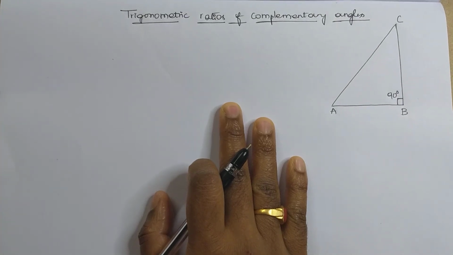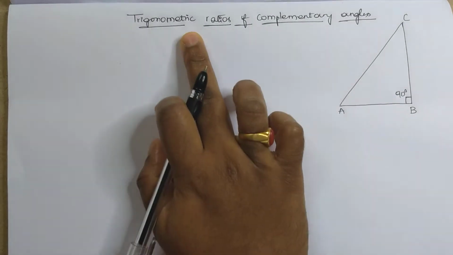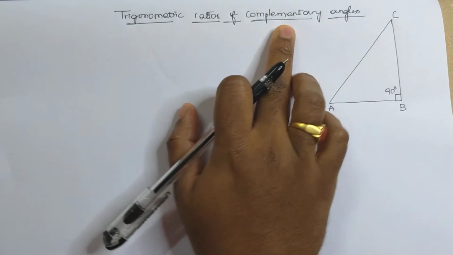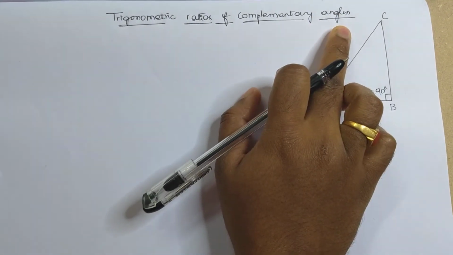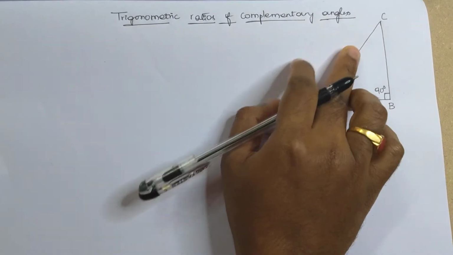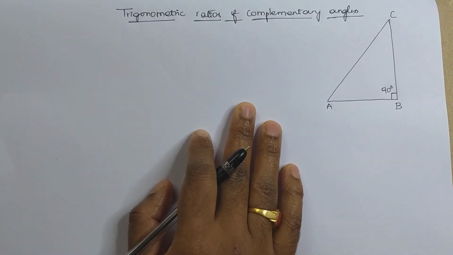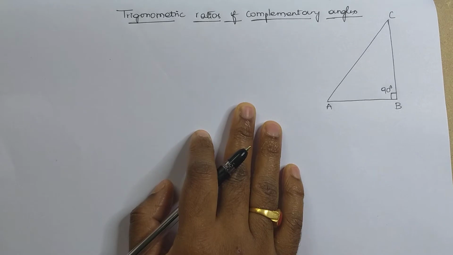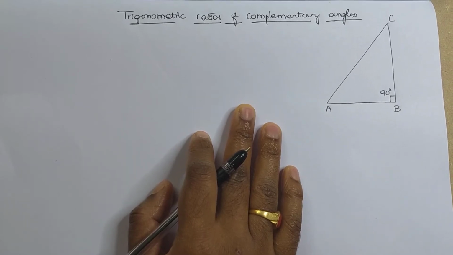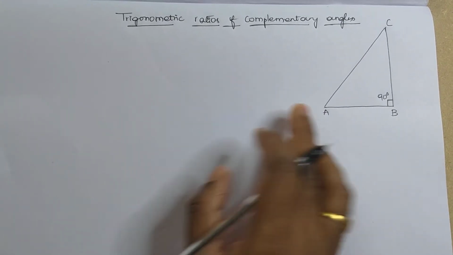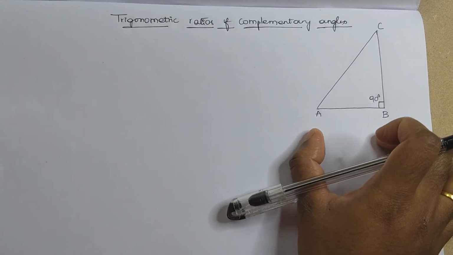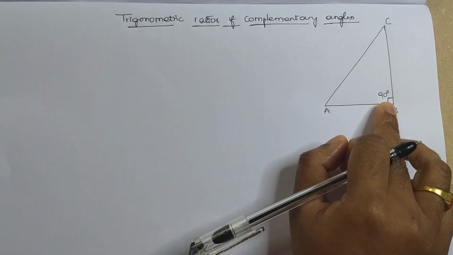Hello friends, in this video let's discuss the trigonometric ratios of complementary angles. So what is meant by complementary angles? Two angles are said to be complementary if their sum is equal to 90 degrees. Correct? Did you remember this? Yes. So here I have taken a right angle triangle with 90 degrees at angle B.